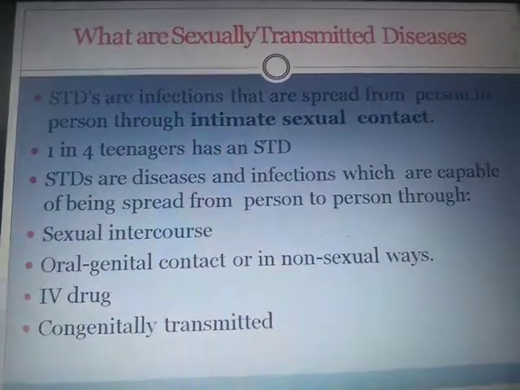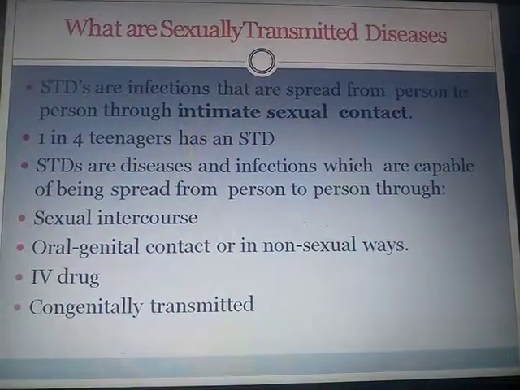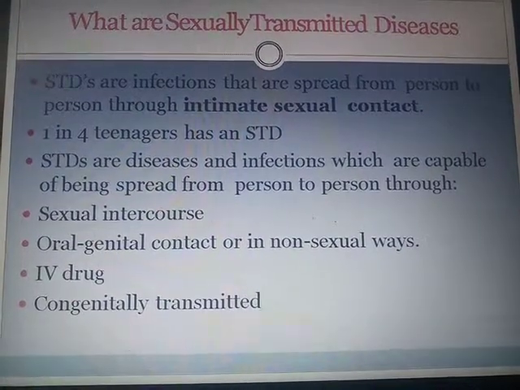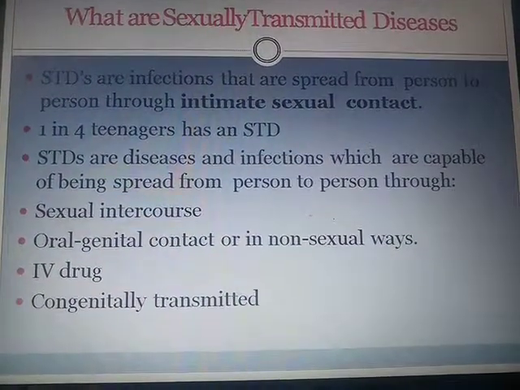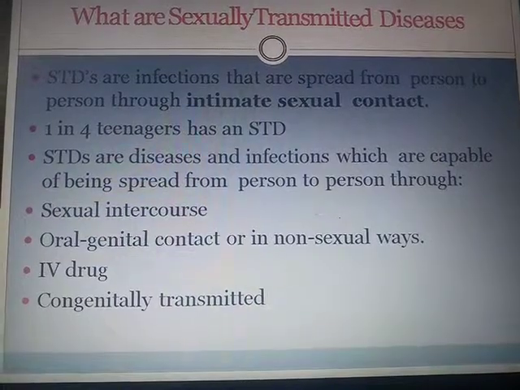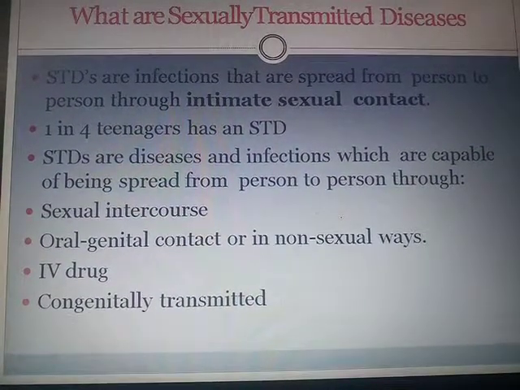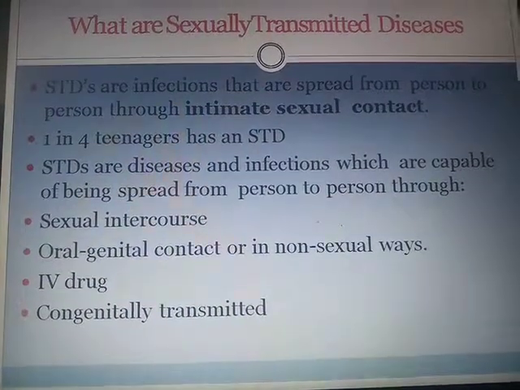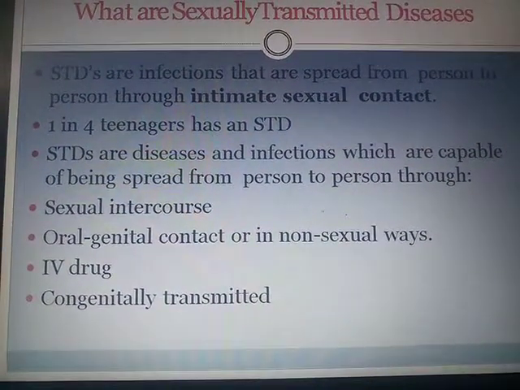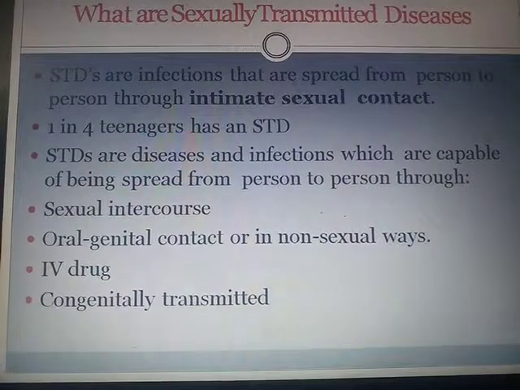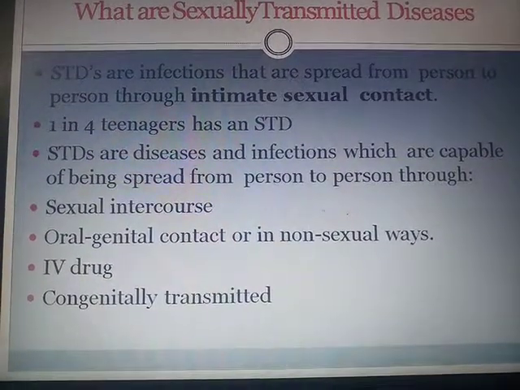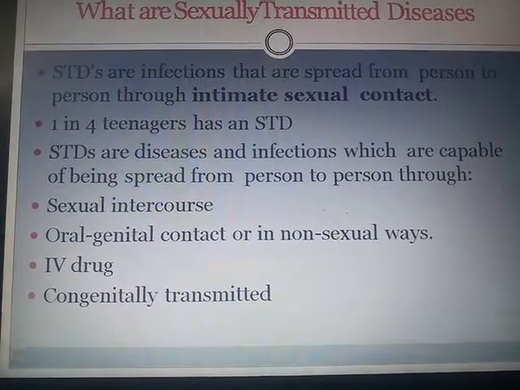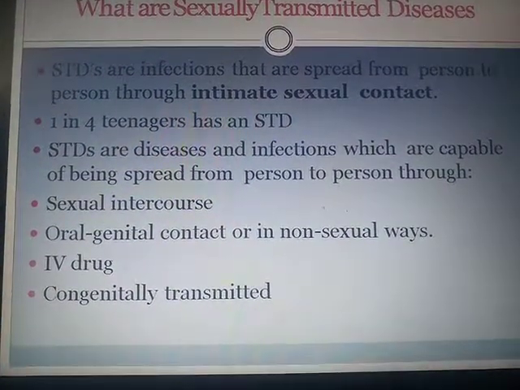Now we will see what are sexually transmitted diseases. Sexually transmitted diseases are infections that are spread from person to person through intimate sexual contact. Whenever there is intimate sexual contact, it may get spread from person to person.